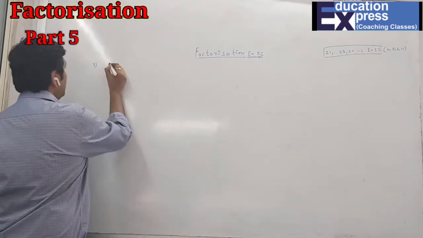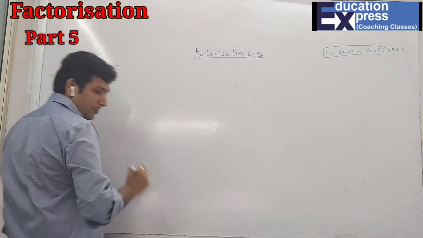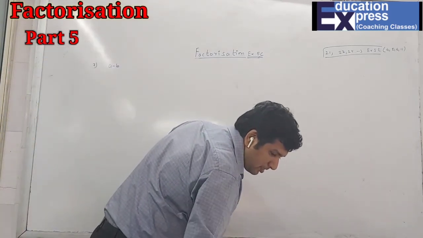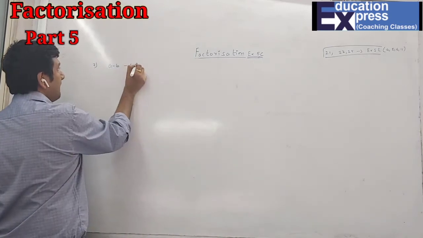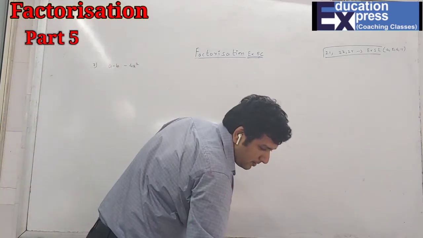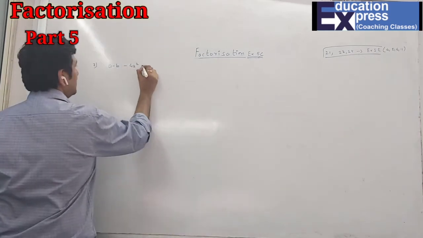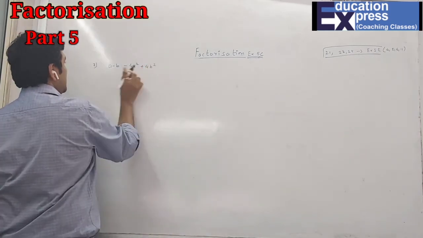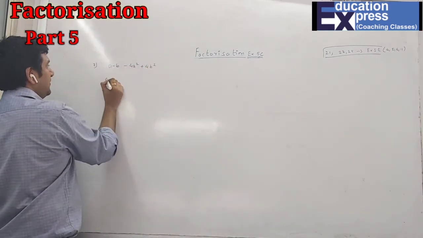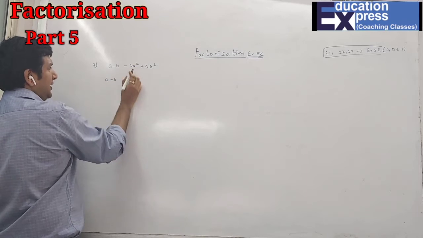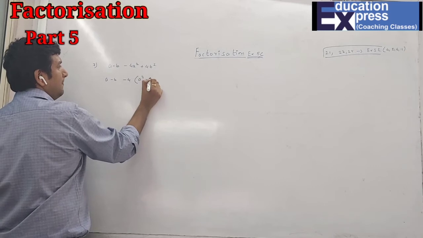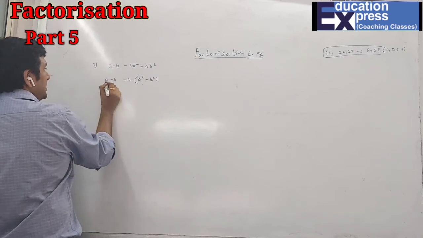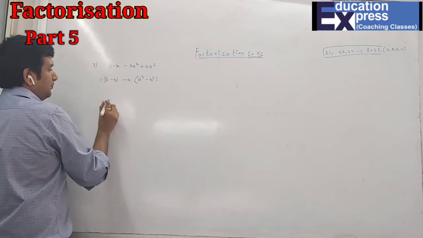A minus b, minus 4a square plus 4b square. So yes, we can see that here a is positive, here it is negative, I'll take minus 4 as common. So what is left? a square minus b square. Here there is nothing common, I can take it as 1.